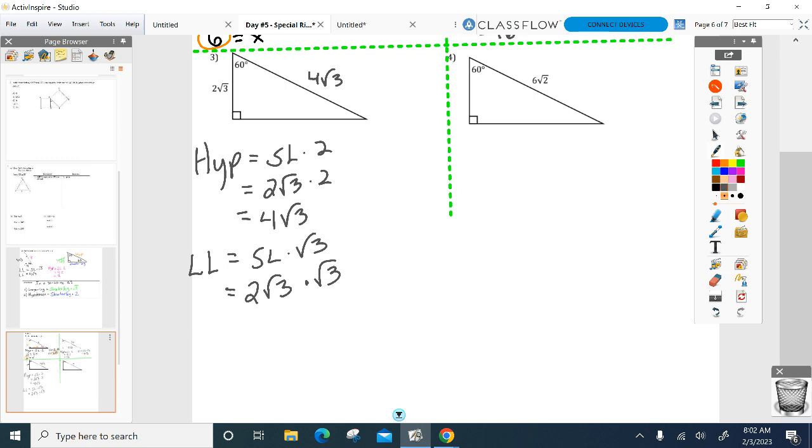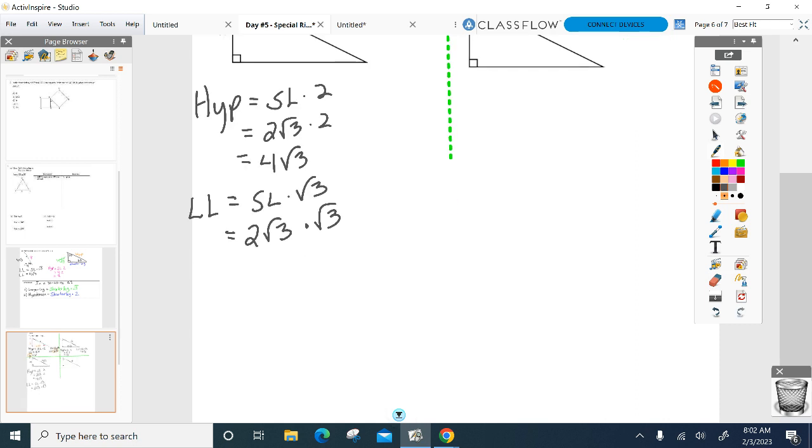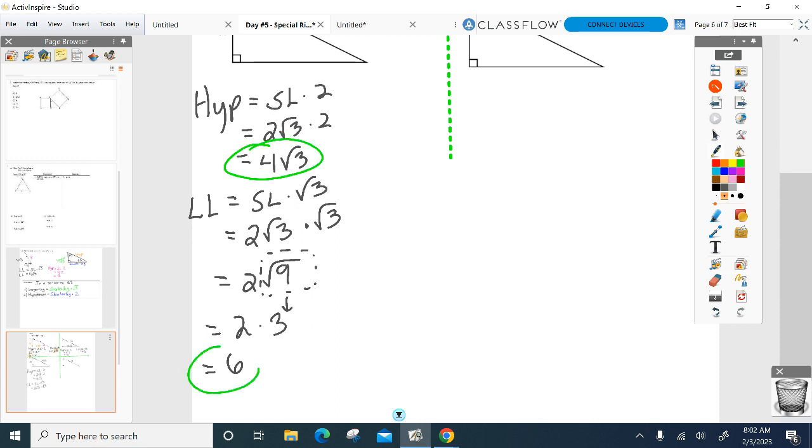Where are we going here? What's underneath this one? 9. Hopefully you don't leave it like that because you notice something, right? Square root of 9 is 3. Everyone see that? This one right here. That's going to be 2 times 3. 6 is the longer leg. Hypotenuse 4 radical 3, 6 for the longer leg.